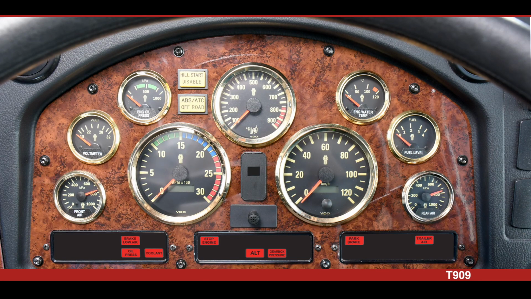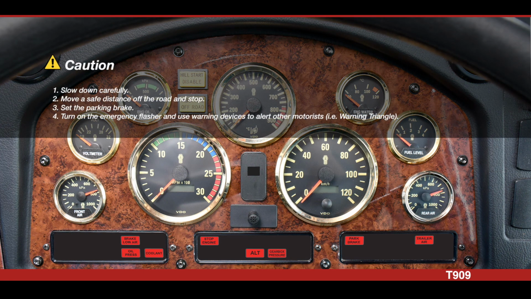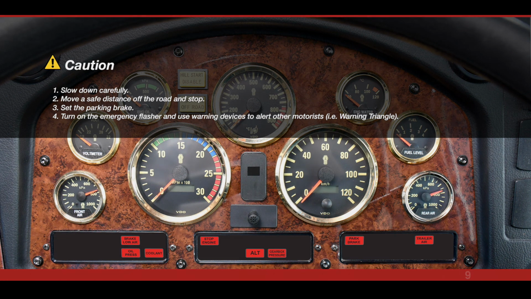Always remember, if the lamp warning module buzzer sounds while driving, or if one of the red lights comes on, indicating a failure has occurred in an important system, the following procedure should be initiated. Slow down carefully, move a safe distance off the road and stop, apply the parking brake, turn on the emergency flasher and use warning devices to alert other motorists.